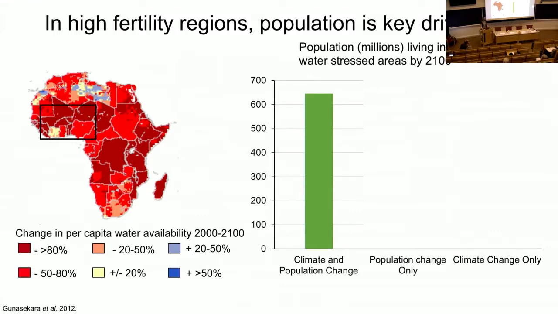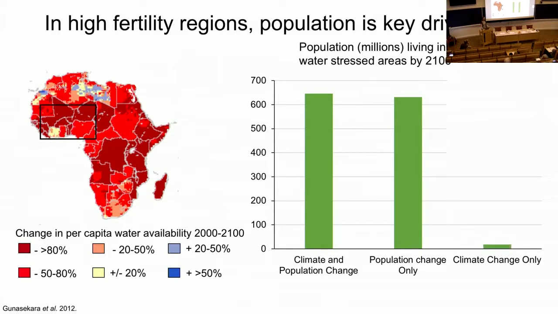So we can isolate the influence of those two factors, right? So if we hold climate constant and we just change population, we can see that almost the same number of people are going to be living in water-stressed areas, about 630 million. On the other hand, we can isolate the factor of climate change, keeping population constant, and if only the climate changes, then there would be significantly less people living in water-stressed areas.